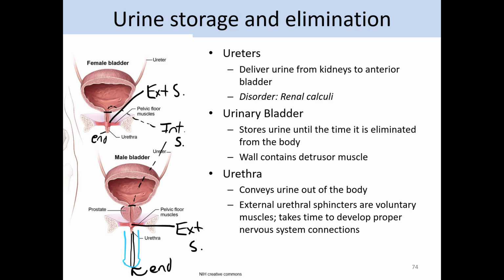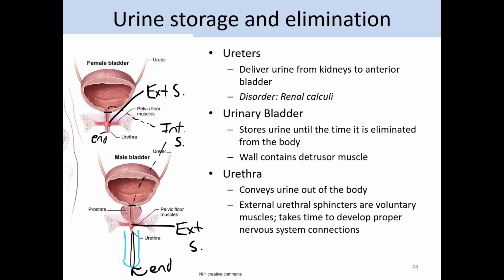The function of the urinary bladder is to store urine until we have an appropriate time and location for the elimination of urine. The urinary bladder does not adjust the composition of urine in any way, shape, or form. It only holds the urine for elimination purposes. In the wall of the bladder is a muscle called the detrusor muscle, and this is a type of smooth muscle, so it's not under conscious control. During the process of micturition, the detrusor muscle will contract, squeezing the urine out of the bladder into the urethra.